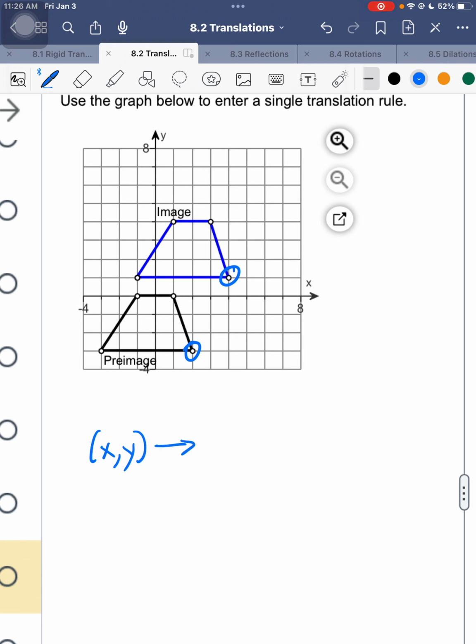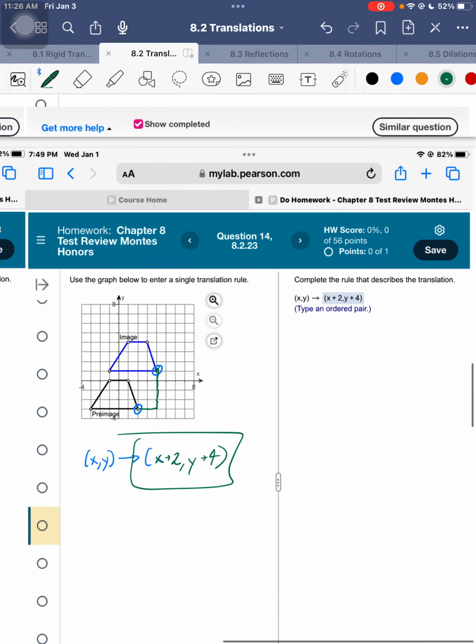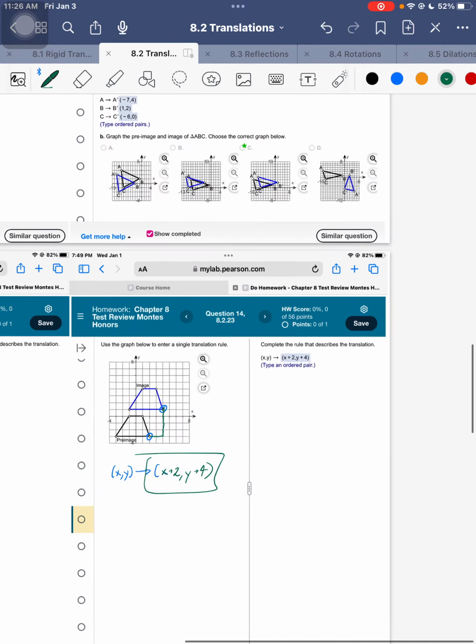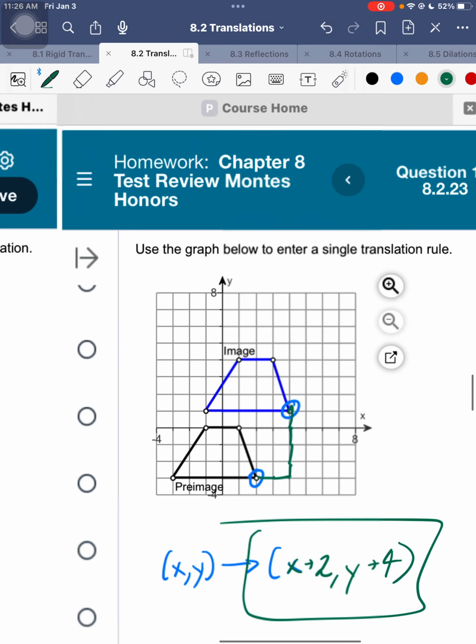My xy is going to be x what? So let's move to the right. If I move to the right, 1, 2. So x plus 2, y 1, 2, 3, 4. Plus 4. That's it. X plus 2, y plus 4. Notice we don't have to find out all 4. It'll all be the same.